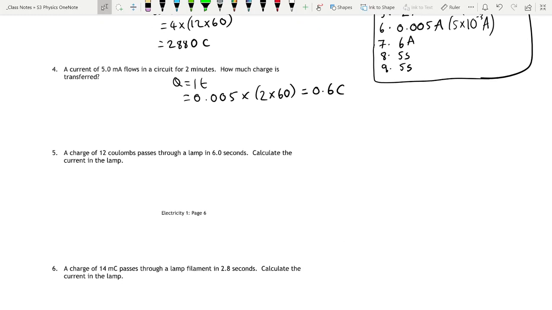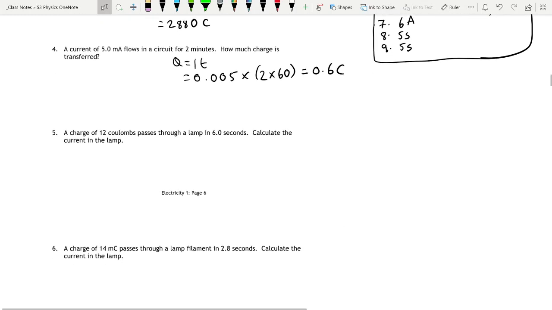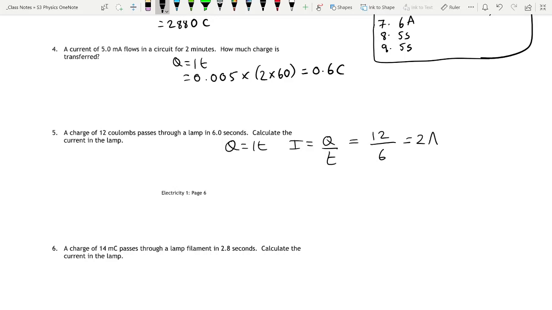Number 5, a charge of 12 coulombs passes through a lamp in 6 seconds. Calculate the current in the lamp. So the current is going to be charge over time. So 12 coulombs divided by 6, so 2 amps.